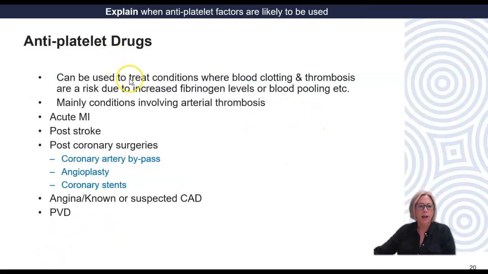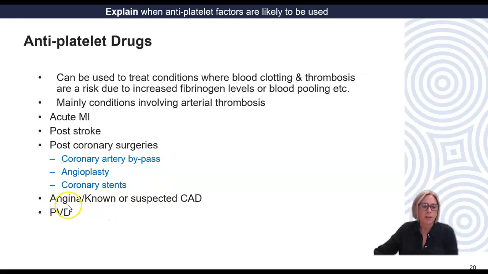So aspirin and other antiplatelet drugs can be used to treat conditions where blood clotting and thrombosis are at risk due to increased fibrinogen levels or blood pooling. They're mainly used to treat conditions involving arterial thrombosis, and that's because the main composition of arterial thrombi is the platelets, right? So aspirin is given if somebody has known or suspected coronary artery disease, so atherosclerotic plaques building up on coronary arterial walls to cause ischemia.